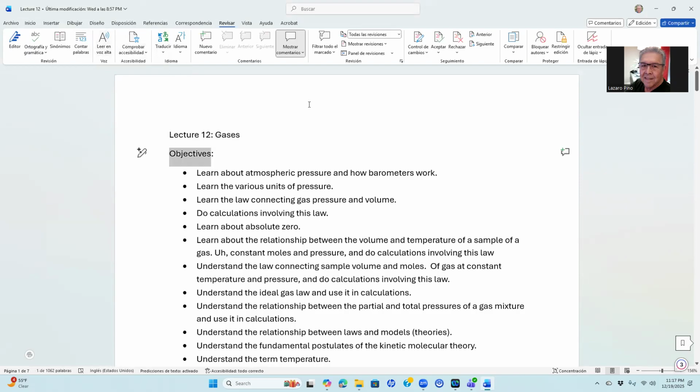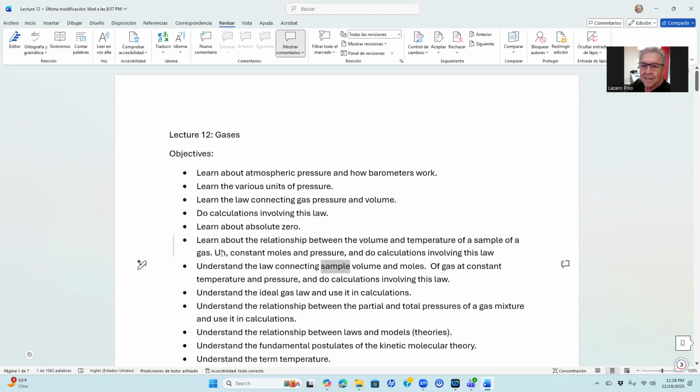Objectives. Learn about atmospheric pressure and how barometers work. Learn the various units of pressure. Learn the law connecting gas pressure and volume, and do calculations involving this law. Learn about absolute zero. Learn about the relationship between the volume and temperature of a sample of a gas at constant moles and pressure, and do calculations involving this law.